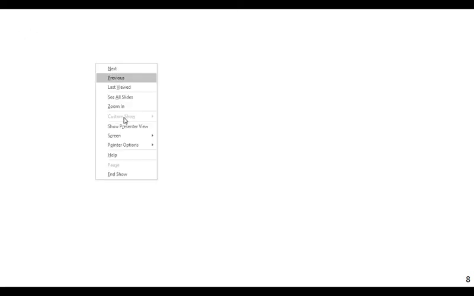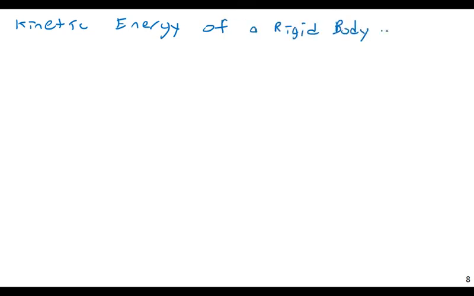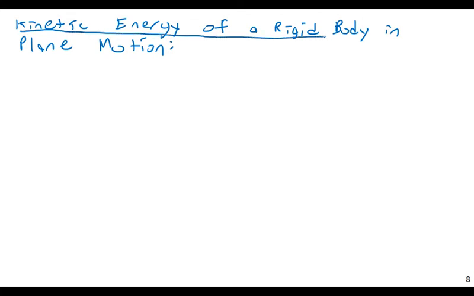Let's look at kinetic energy. Let us look at the kinetic energy of a rigid body in plane motion. Kinetic energy of a rigid body in plane motion.